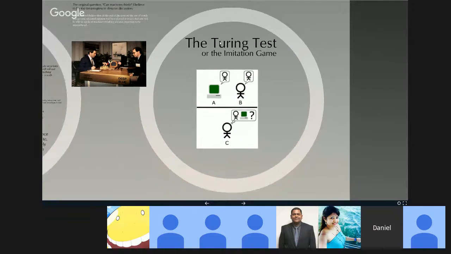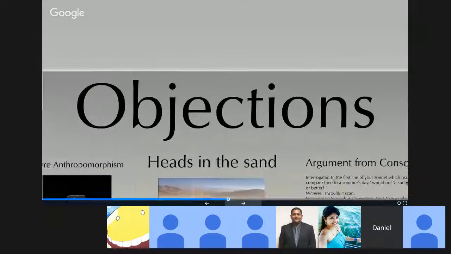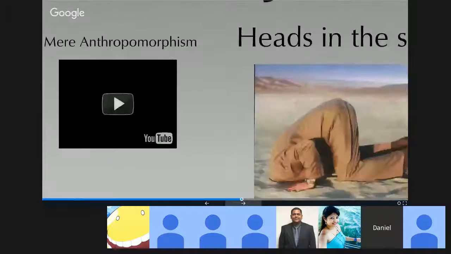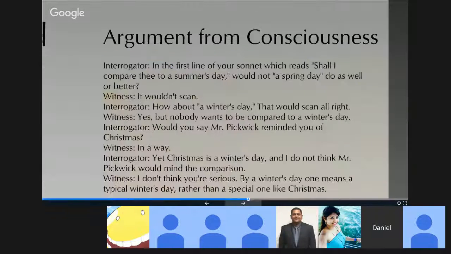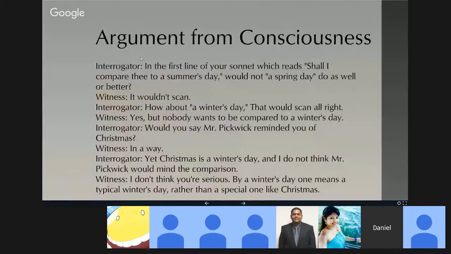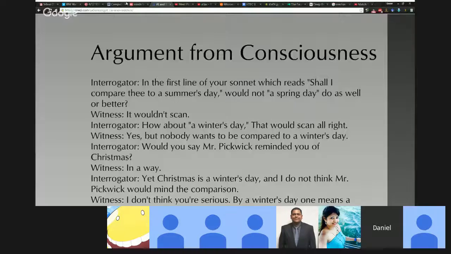And then once he gives this imitation game, he starts considering objections. He considers a bunch of objections. Some of them are better than others. One objection worth noting here is the argument from consciousness. This is in the paper. Right, actually, let me just pull up the paper.